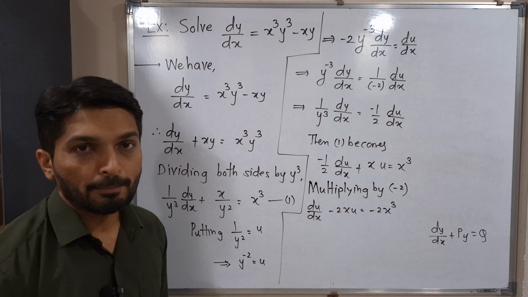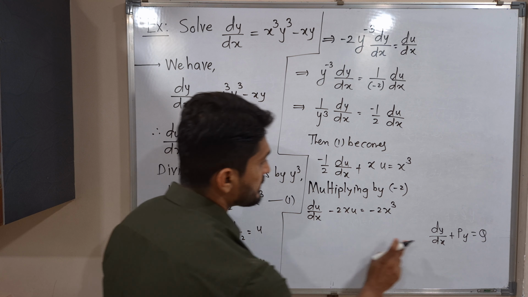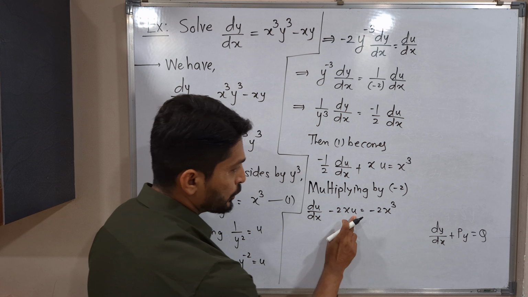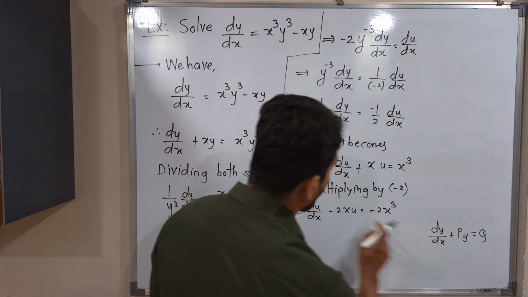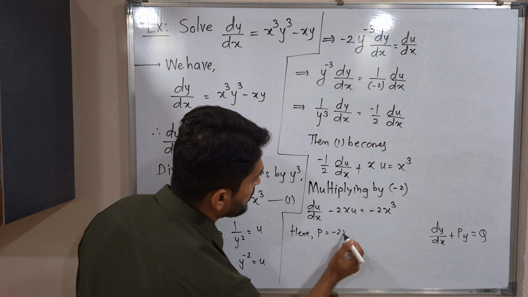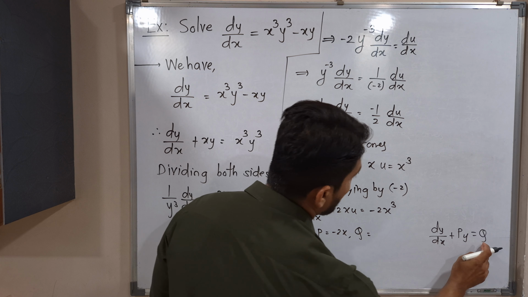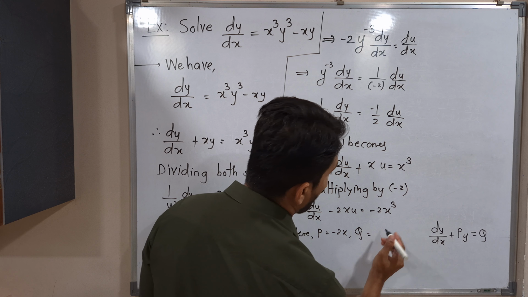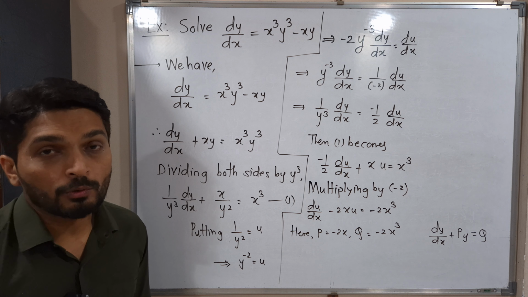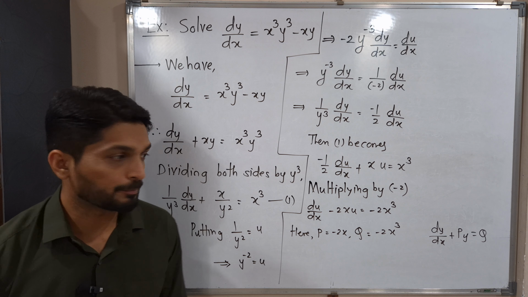Now it looks the same as the standard form, right? Du by dx, in place of y we have u. P is the multiple of u, which is obviously minus 2x. And q, the right hand side, which is a function of x, is minus 2x cube. So finally we got our p and q. Now the method is fixed to get the solution.